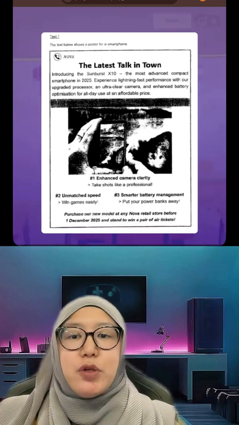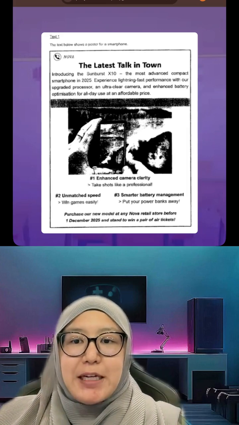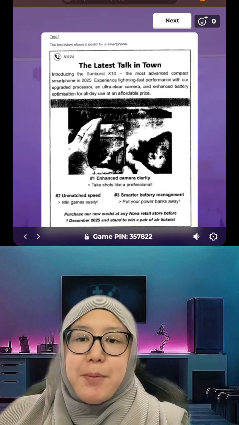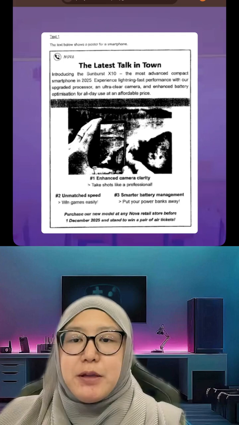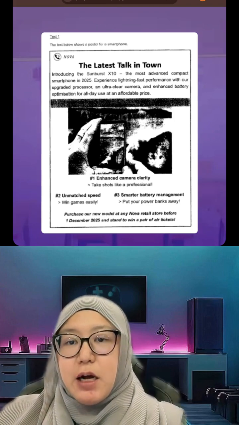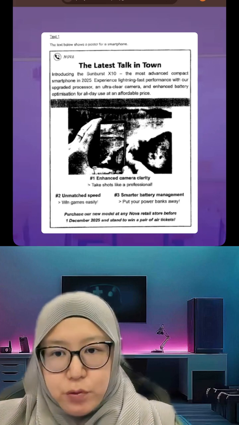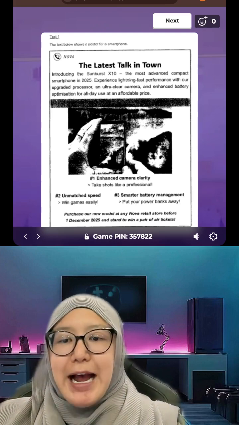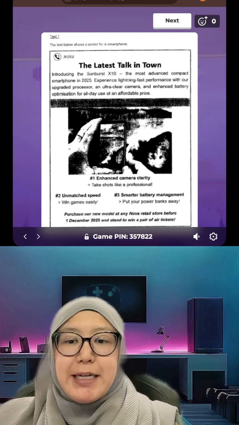This text one is introducing you to the Sunburst X10, the most advanced compact smartphone in 2025. Experience lightning fast performance with our upgraded processor and ultra clear camera and enhanced battery optimization for all day use at an affordable price. You see, there are a few features introduced in this Sunburst X10 smartphone. Enhanced camera clarity, take shots like a professional. Unmatched speed, win games easily. Smarter battery management, put your power banks away.